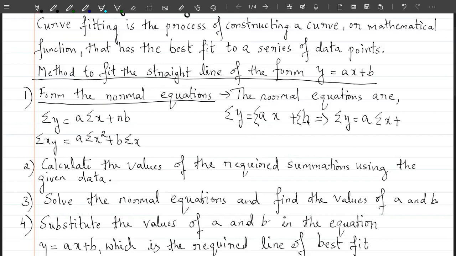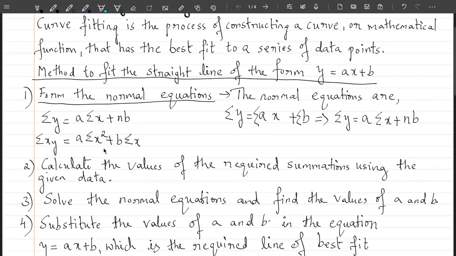That means you are adding the constant b n number of times, so it becomes n into b, because if you take the summation from 1 to n, then summation of b means adding b n number of times, so it is n into b. So let's see whether we have got the same normal equation over here. So we have summation y equal to a summation x plus nb.